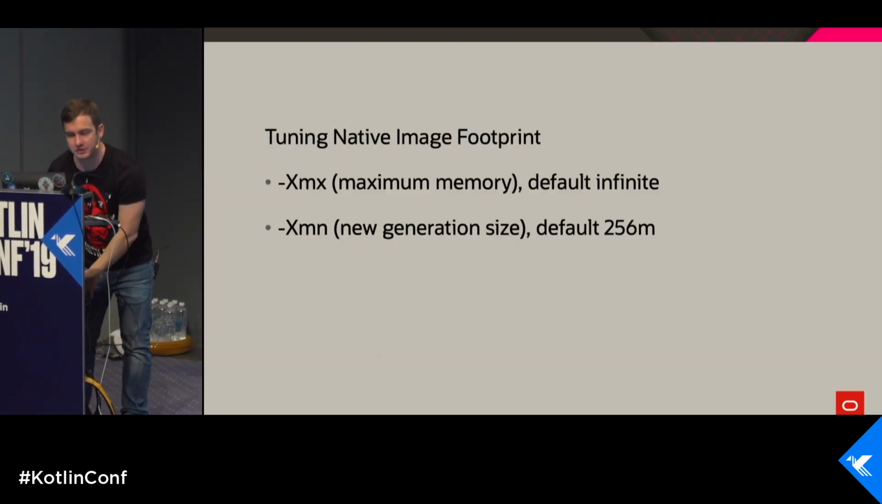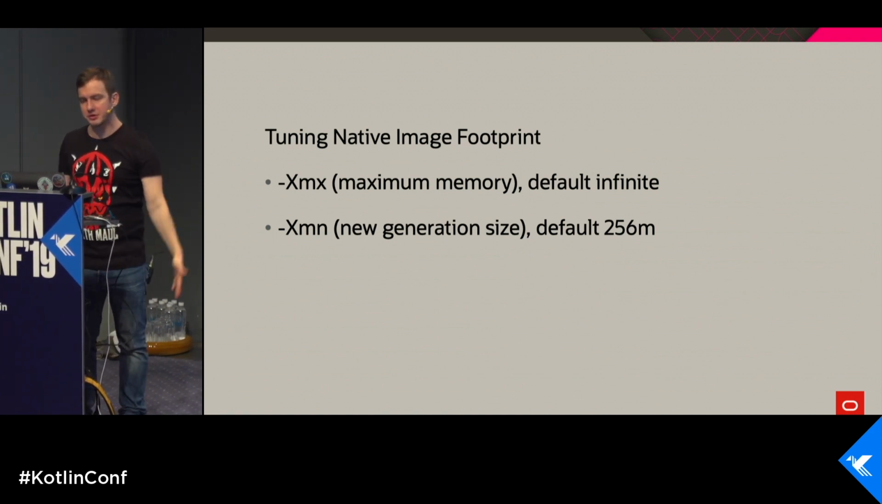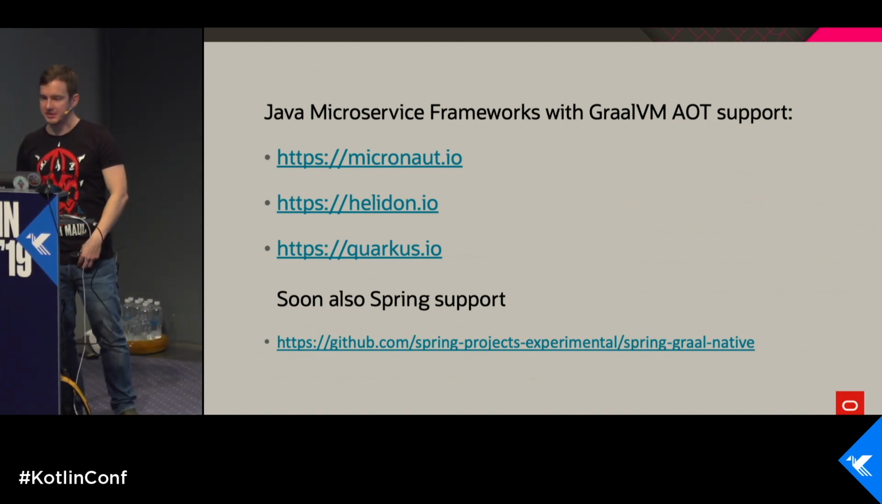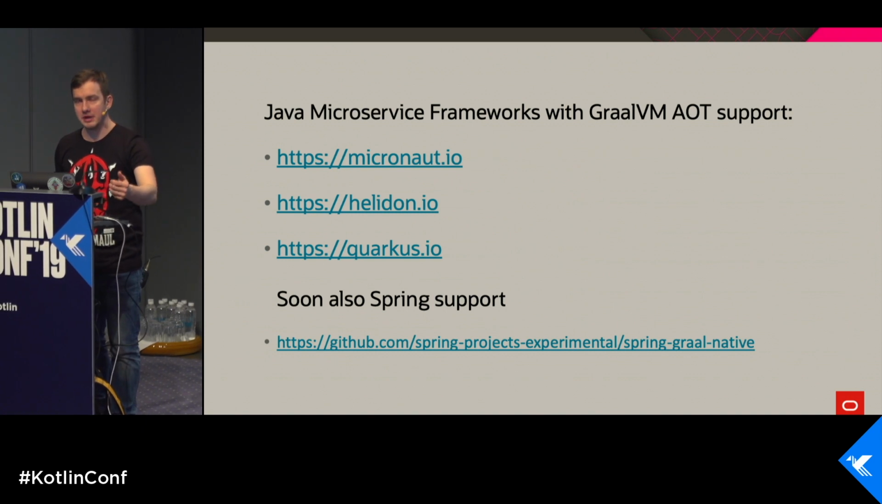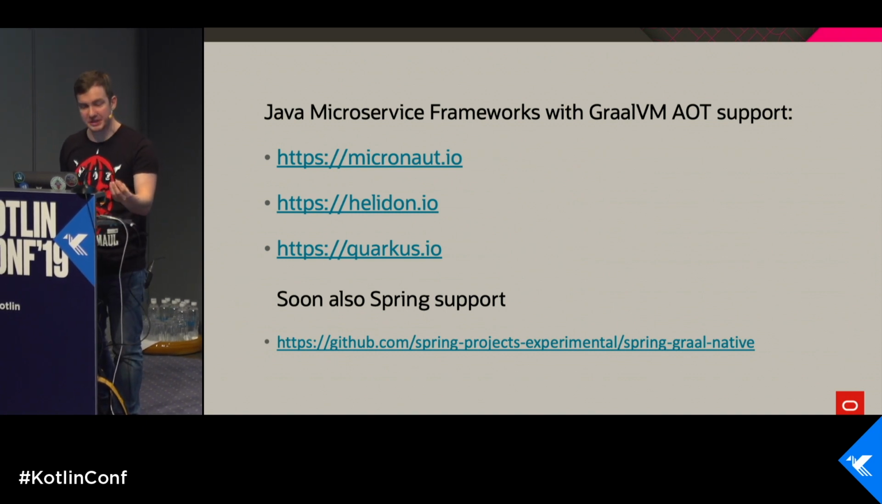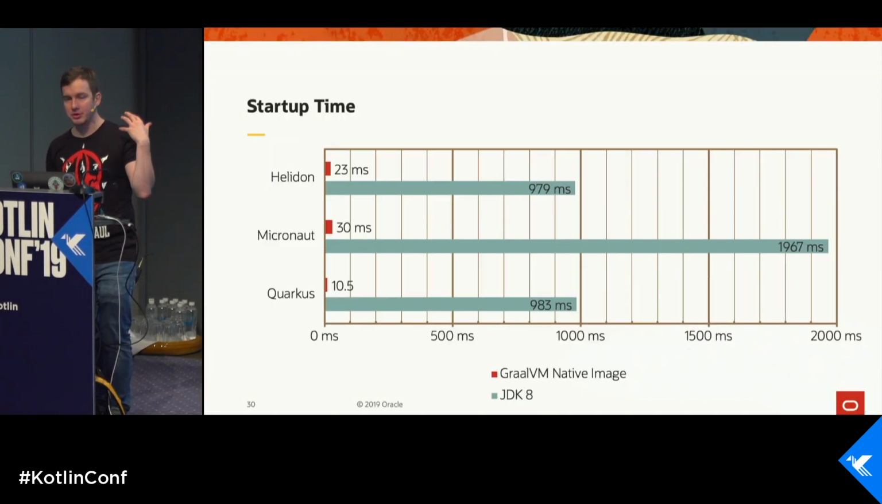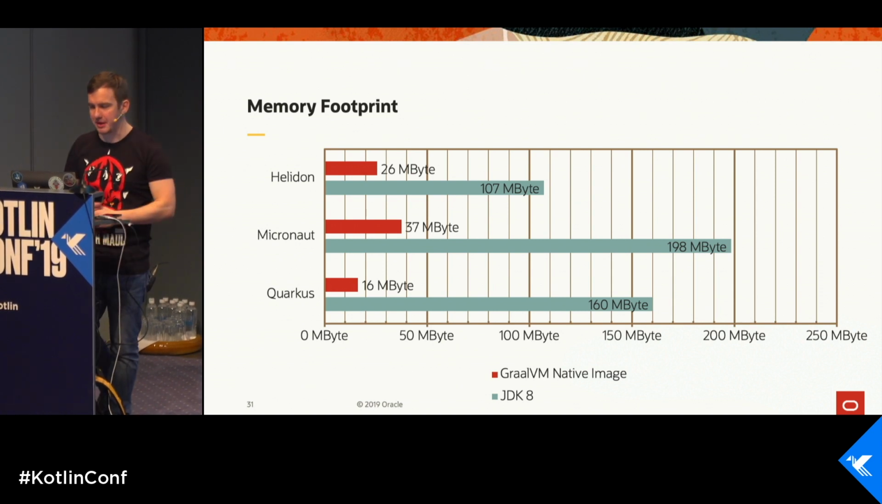You can also tune that, how much memory it uses. There are a number of microservices frameworks on the Java side, because I don't think very many people in the Kotlin ecosystem actually had looked at that. But I think Ktor works as a native image as well. So a number of options that you can use, a number of options that will give you the same benefits. So the startup in milliseconds, the memory footprint in megabytes rather than hundreds of megabytes.